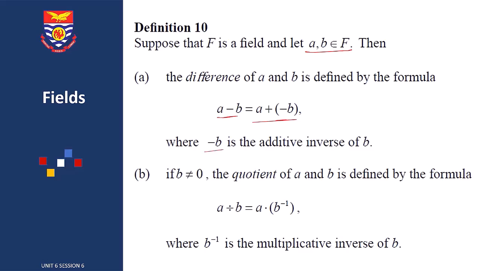Also, if b is not equal to 0, then the quotient of a and b is defined by the formula a divided by b, which is the same as a multiplied by b inverse, that is, 1 over b. Note that 1 over b equals b to the power negative 1. So that becomes the multiplicative inverse.